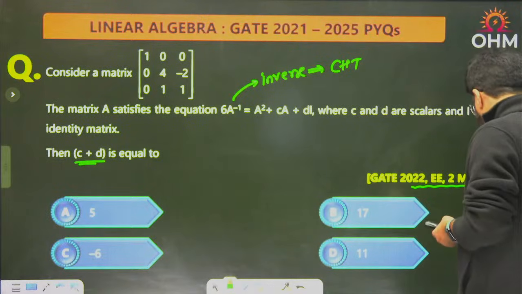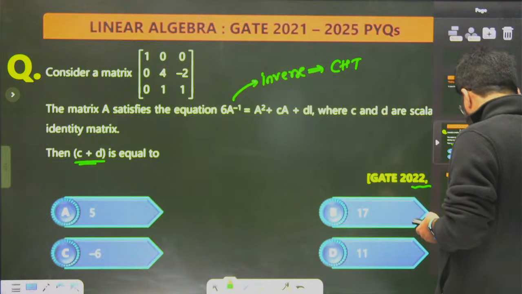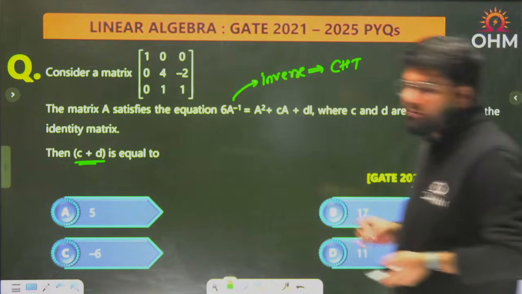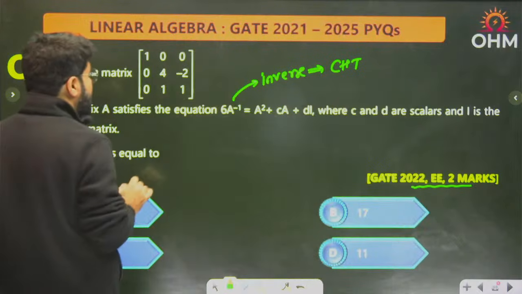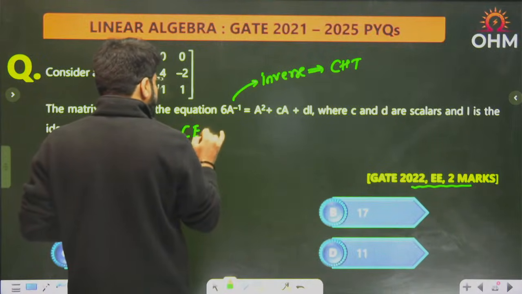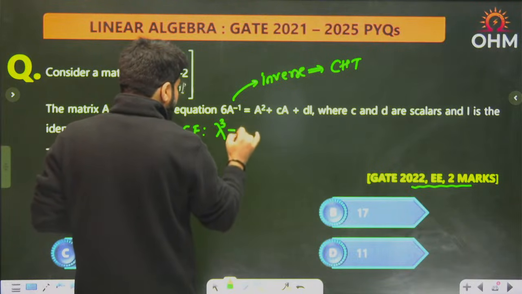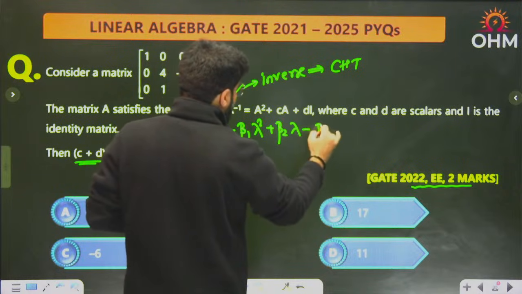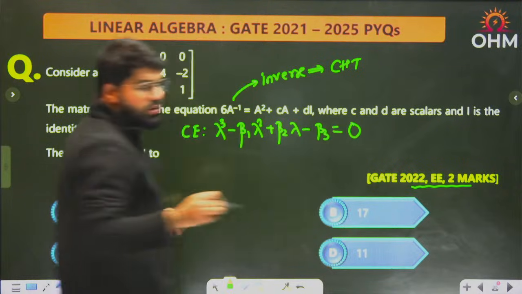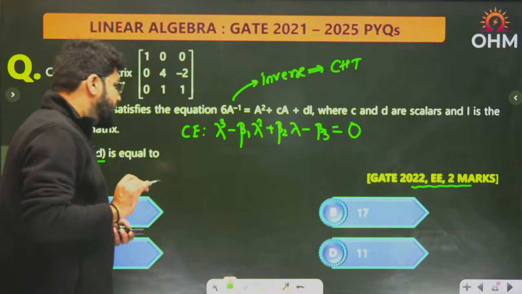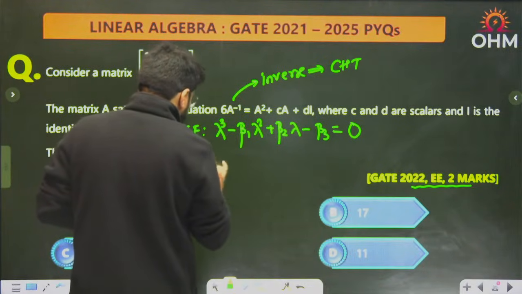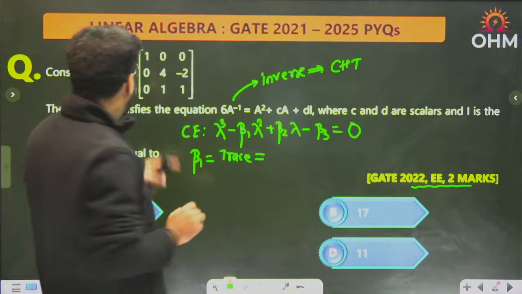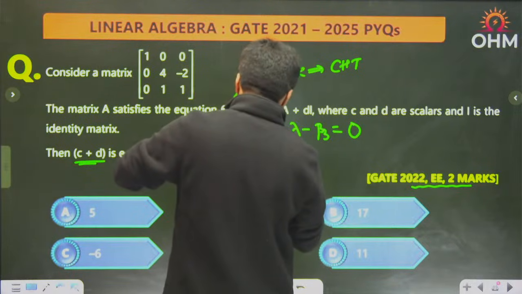Let us just solve this question. The matrix satisfies this equation. Let me first apply the Cayley-Hamilton theorem. What is the characteristic equation for a 3 cross 3 matrix? I have written it as lambda cube minus beta 1 lambda square plus beta 2 lambda minus beta 3 equal to 0. What is beta 1, beta 2, beta 3? Beta 1 is known as the trace, as I have told you earlier. Trace here is the sum of diagonal elements, which is 6.